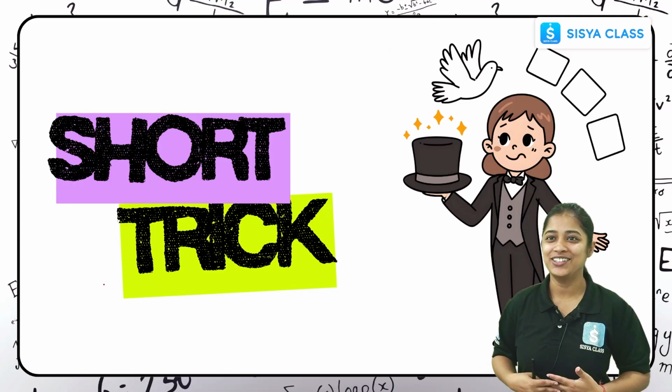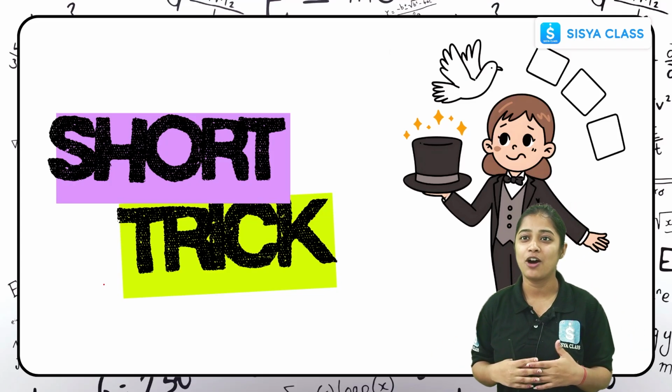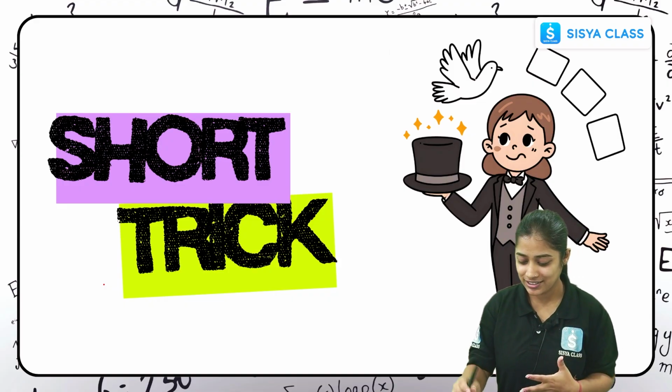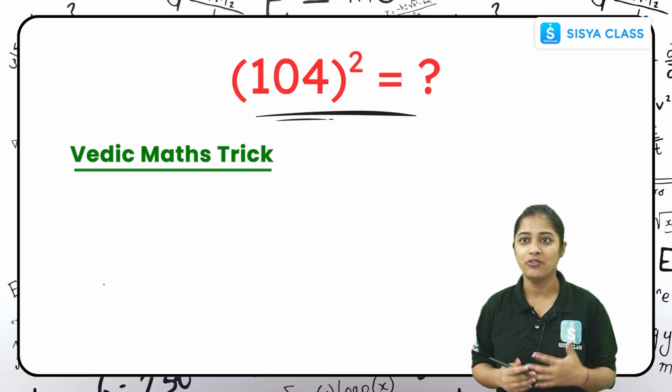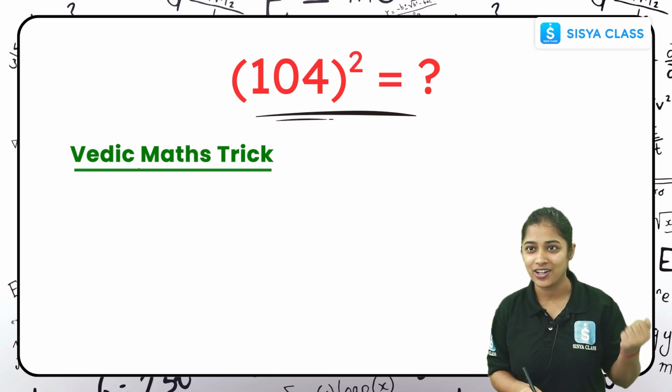Hello students, in today's class we are going to learn one amazing Vedic maths trick, that is how to find the square of a 3-digit number. So let's start the class. Here we have the number 104 square, right? We want to find out the square of 104.